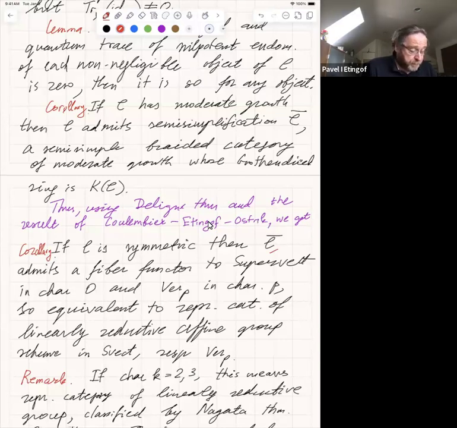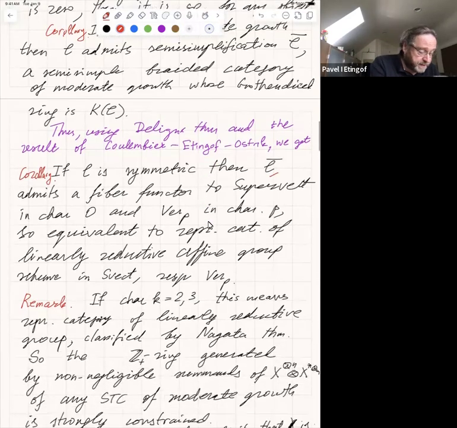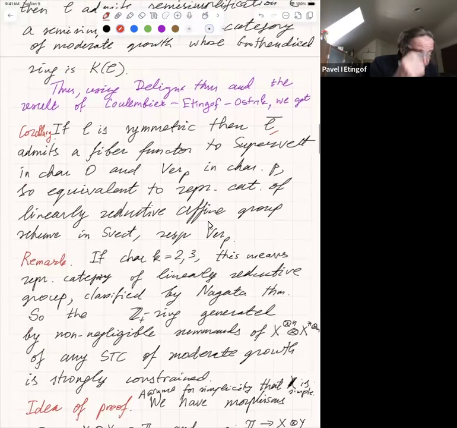And then for the Verlinde category, we have a conjecture of what those look like, but for k equal to 2 and 3, it's a theorem. You also get linearly reductive groups, which are classified by Nagata's theorem. And so this shows that this Z plus ring generated by non-negligible summands in tensor products of X and X dual of any symmetric tensor category of moderate growth is strongly constrained. The category doesn't need to be abelian, it just needs to be of moderate growth.